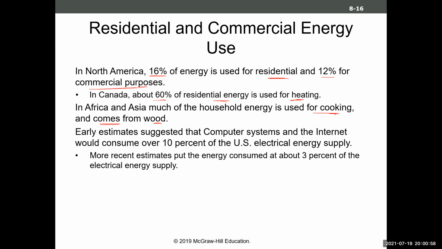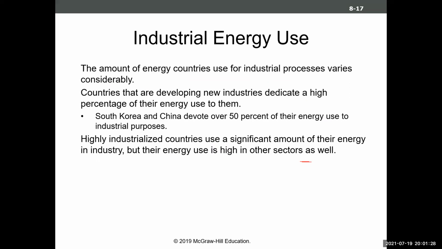And when we look at the more developed countries, so countries that have access to computer systems and the internet, the estimates are that the internet consumes about 10% of the energy supply in the US. So this was an early estimate, but more recently it is estimated to be about 3% of the electrical energy supply. So that's quite a bit of energy to run the internet.